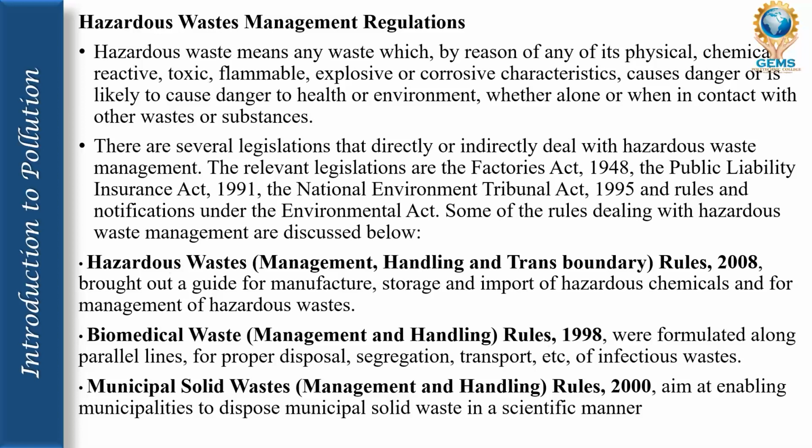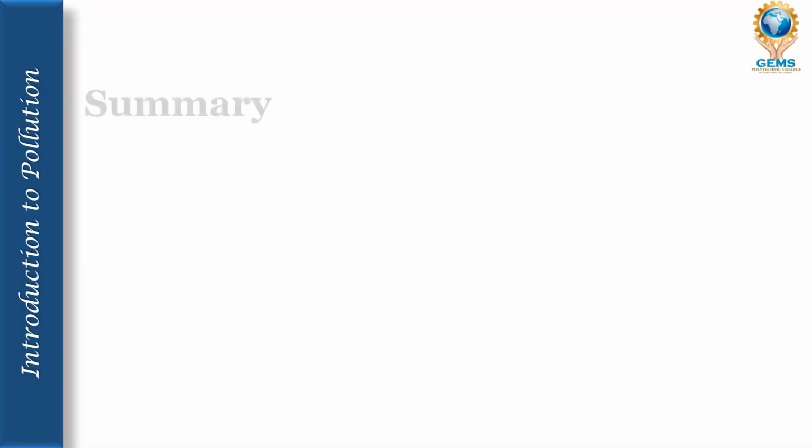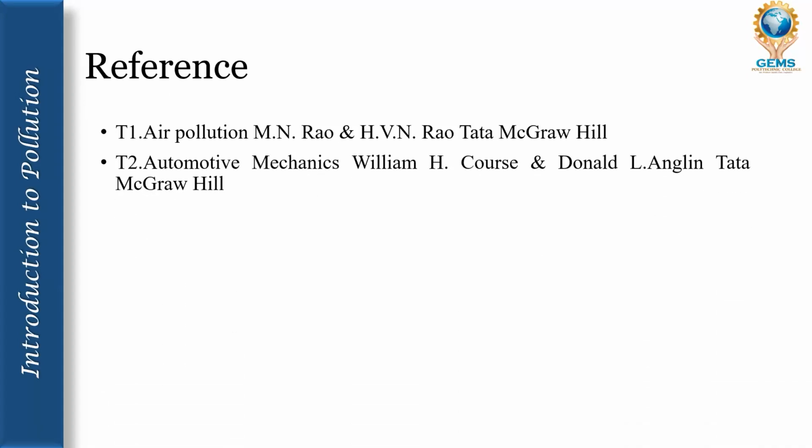I hope you have understood all the things that have been discussed in this video. So let's go for the summary. Today we have discussed in detail the food chain and ecosystem, how the food chain happens, and also we had a study on various pollution control acts. These are the reference books that you can go through to get an idea.